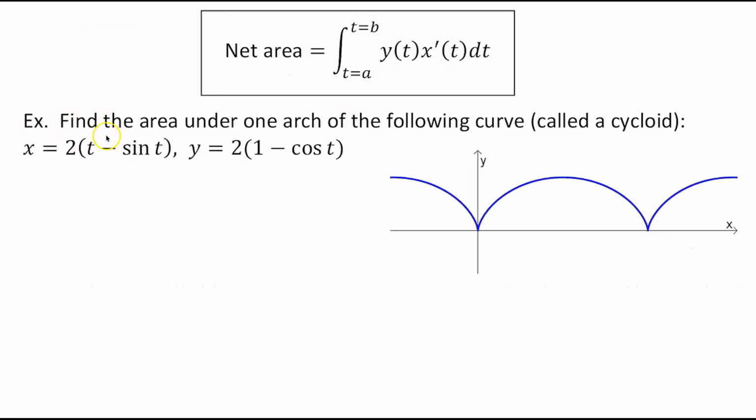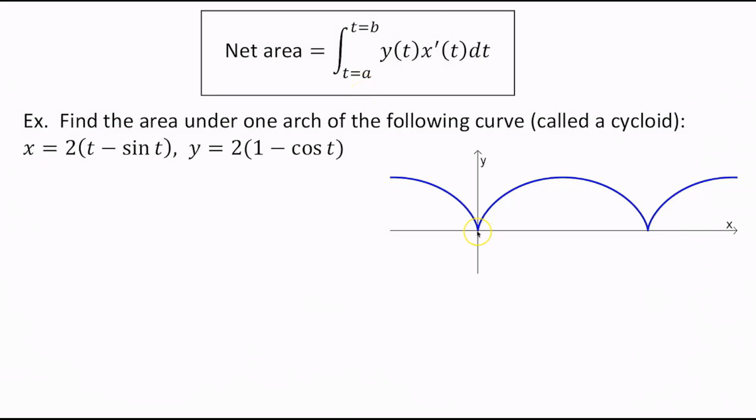For this example, I want to find the area under one arch of the following curve called a cycloid. Here are the parametric equations. I have x equals 2 times the quantity t minus sine t, and y equals 2 times the quantity 1 minus cosine t. Here is the net area formula, and notice that the limits of integration are t values.